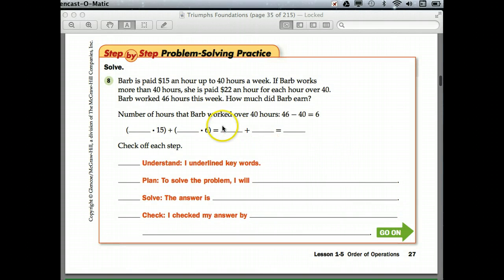Okay, now we've got a word problem. So we've got to see what we can understand. Why don't you pause this video for a moment, and then I want you to write this down and underline the key words. So that way I know that you're understanding what the problem is asking you. So do that for just a moment. When you come back, we'll check your answers.